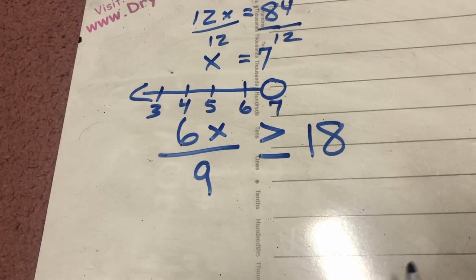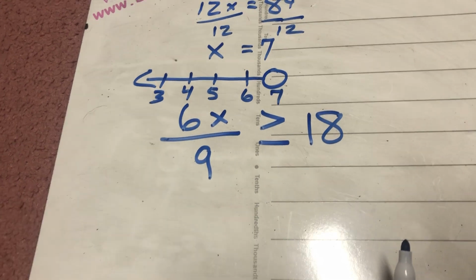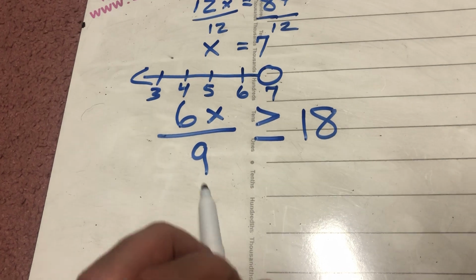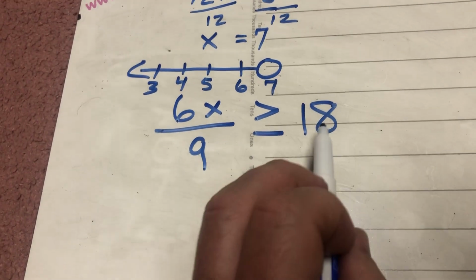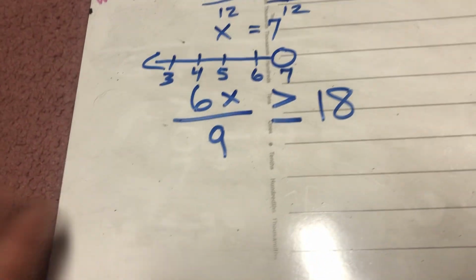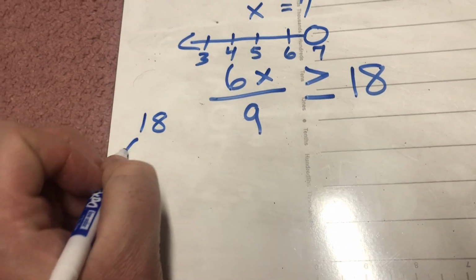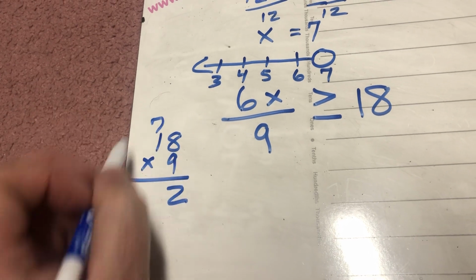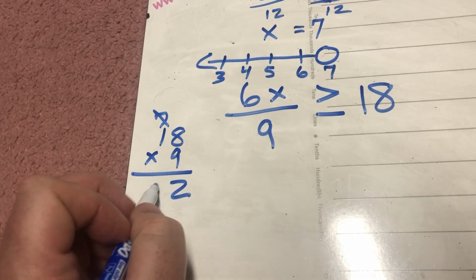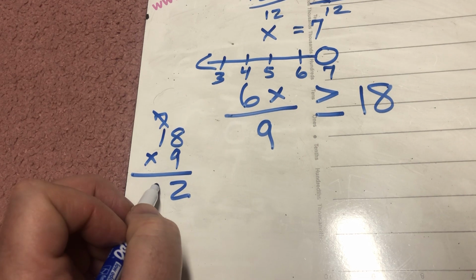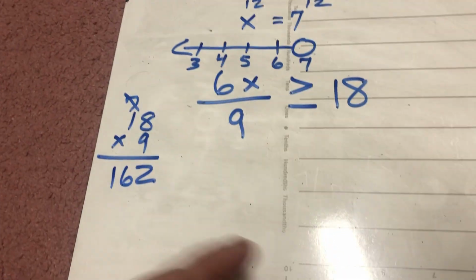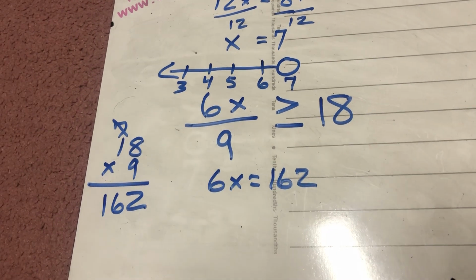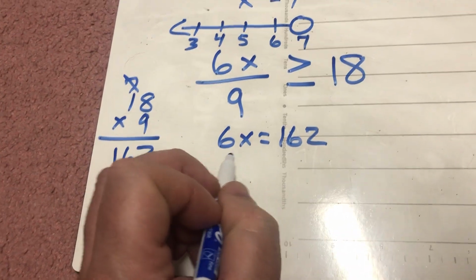6x over 9 is greater than or equal to 18. Well, here's a two-step equation because first I have to isolate the 6x. And I'm going to do that here because this is division, so I multiply 18 and 9. 18 times 9: 9 times 8 is 72. Put the 2 down, carry the 7. 9 times 1 is 9, plus 7 is 16. I get 162. So 6x equals 162, which means I'm going to divide both sides by 6.